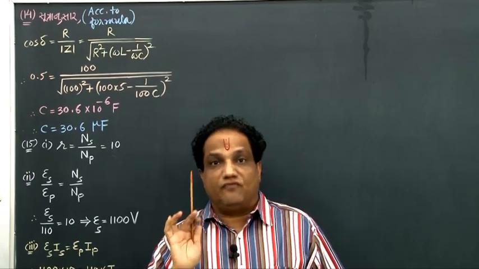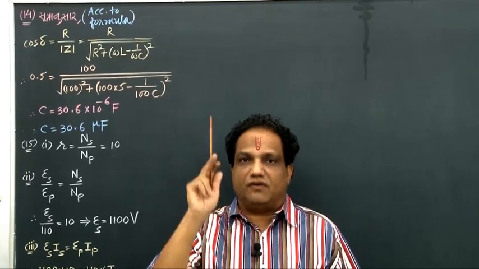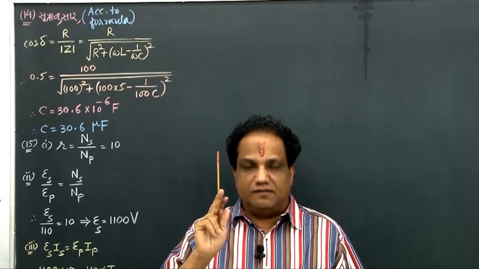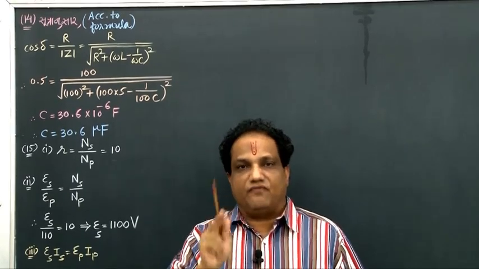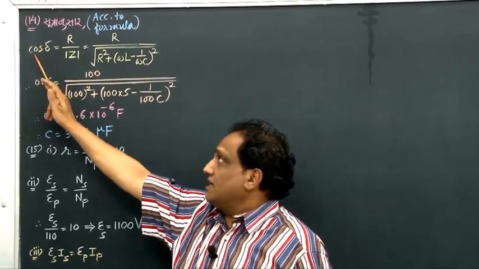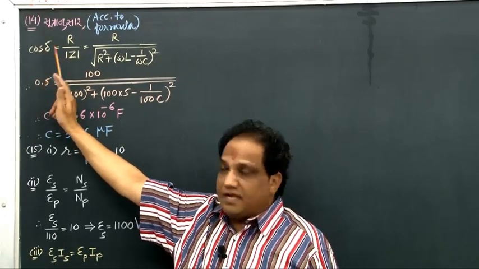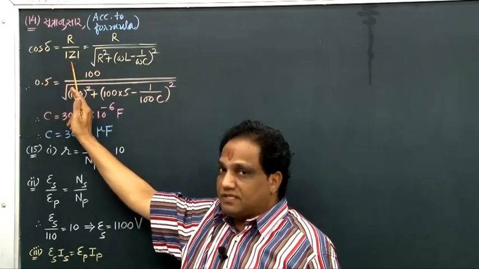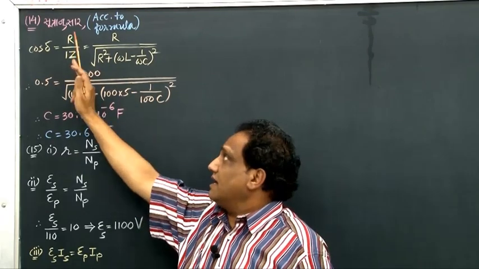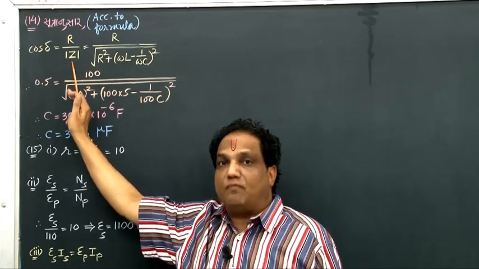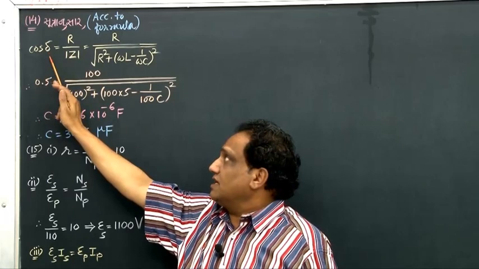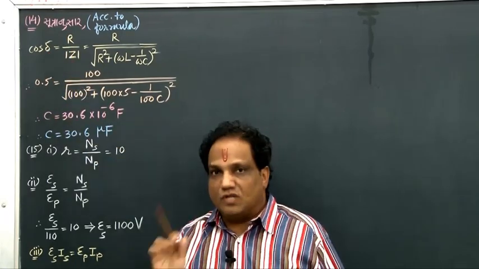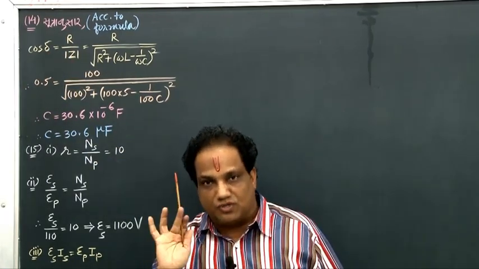We had drawn the phase diagram, and in that there was a right angle triangle. If you find out the value of cos delta, the formula is adjacent side divided by hypotenuse. Adjacent side was R and hypotenuse was the magnitude of complex impedance. So cos delta equals R upon mod Z.